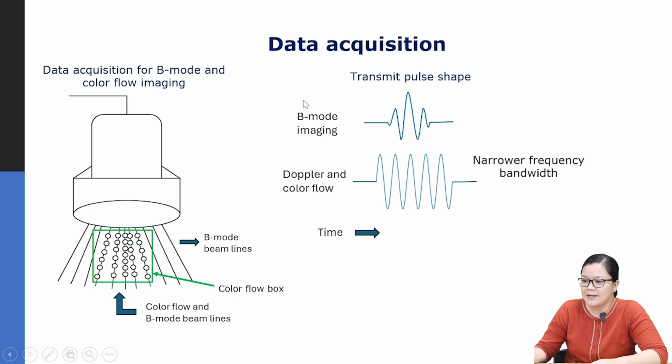Okay. If we compare the B-mode imaging pulse to the Doppler in color flow, you can see that the B-mode transmit pulse is typically 2 to 3 cycles, very short pulses. But for Doppler pulses, typically several cycles are used, and that's to create a narrower frequency bandwidth to be able to accurately calculate that Doppler shift frequency.